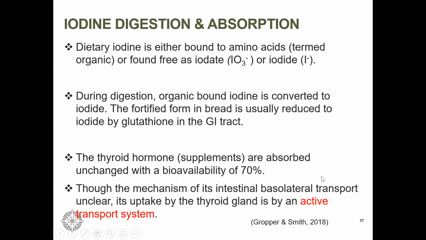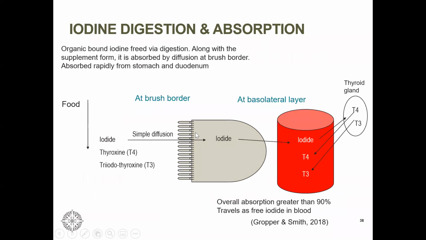Again, for absorption of iodine, we are not sure how it is happening. We know that it is only the free form that must be absorbed. Supplemental forms are also very easily absorbed by simple diffusion. That's what we are aware of, but I suspect in coming years, we may find that there are other transporters. At the basolateral layer, again, we are not sure. If it is a supplemental form, it will come out simply by diffusion.